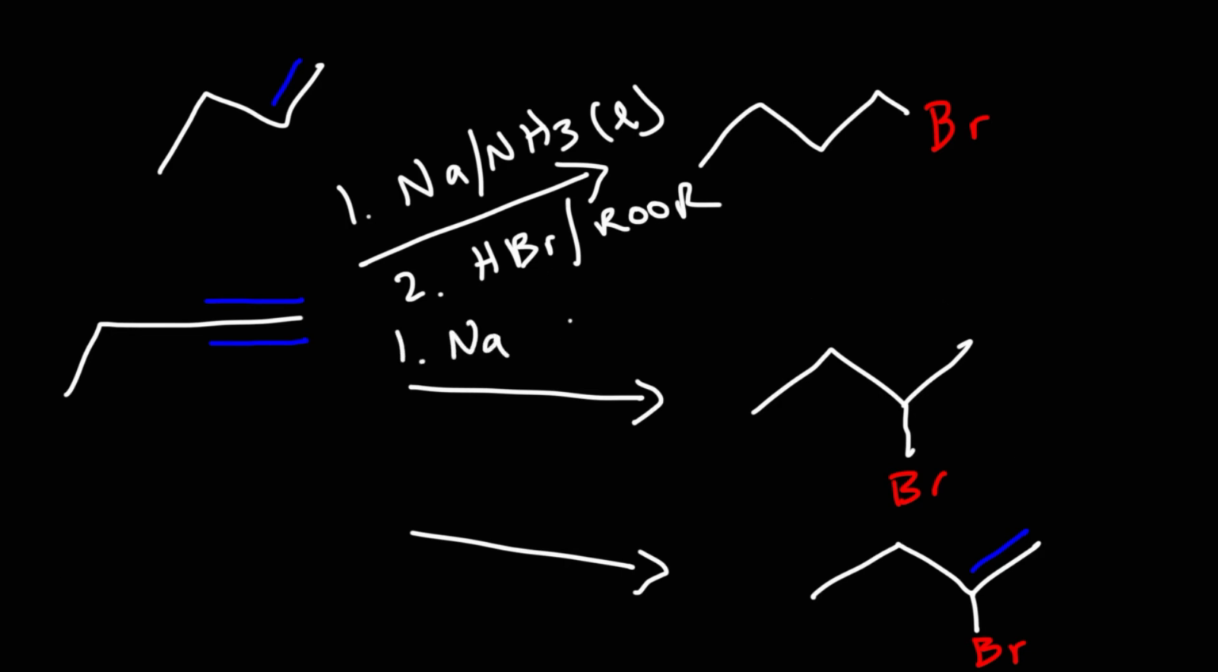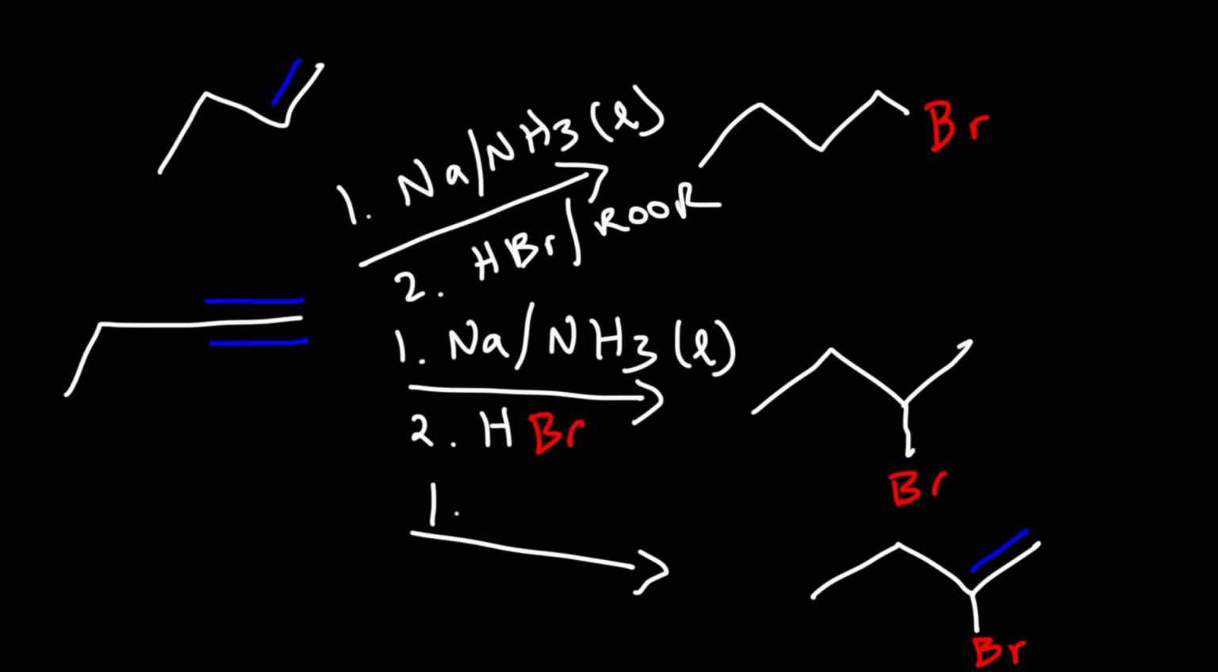Now, to make 2-bromobutane from 1-butene, we can do something similar. We can convert this into an alkene. We could use sodium and liquid ammonia. You could also use another alkali metal like lithium instead of sodium. It'll work too. The second step, though, we're not going to use an organic peroxide. We're simply going to use HBr because we want the Markovnikov product.